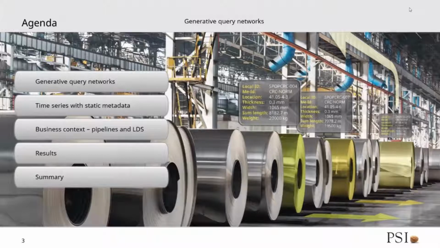Then a few words about the business context, so why we are interested in this sort of use case or this sort of technique. This will be illustrated in this background associated with pipelines and leak detection systems. And then just before the end, the results, and as usual, at the very end, the summary of the talk. So let's go to the very first part, which is a generative query network.